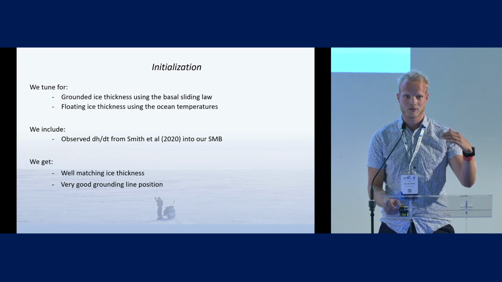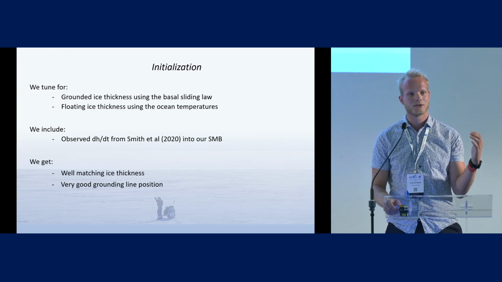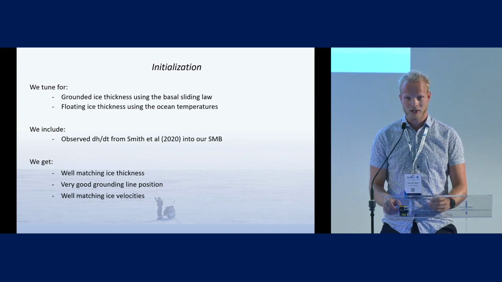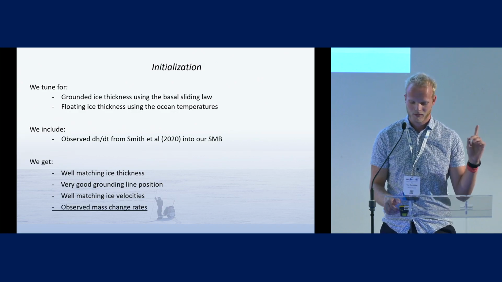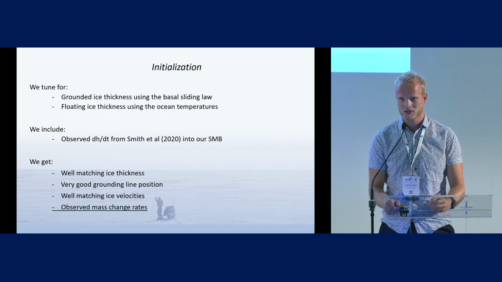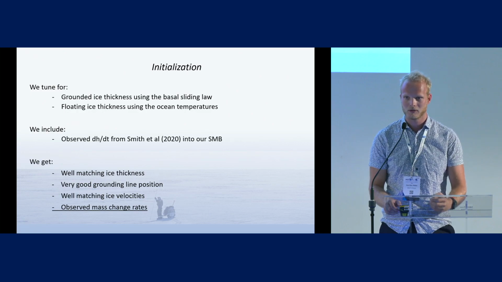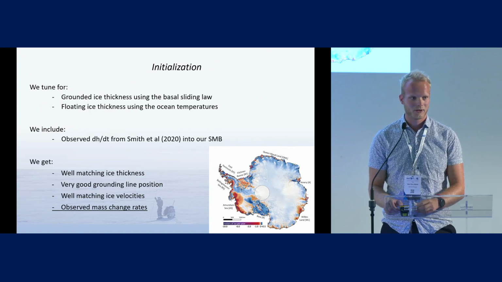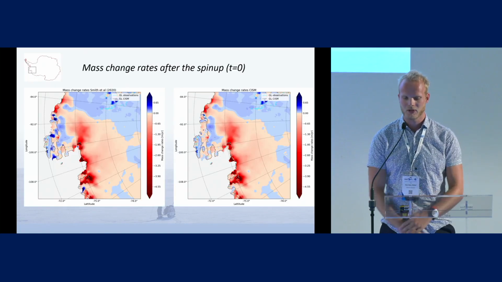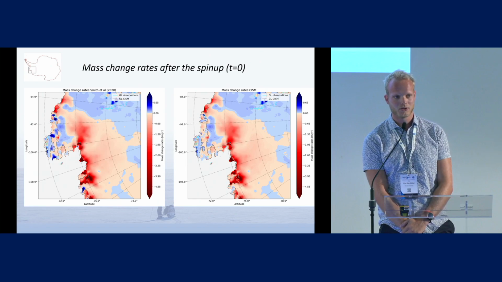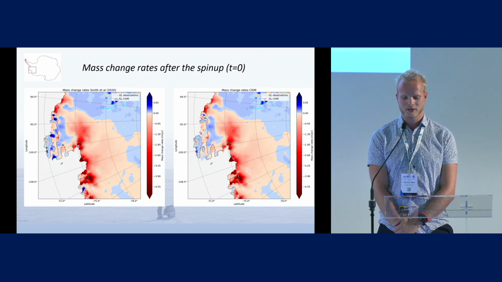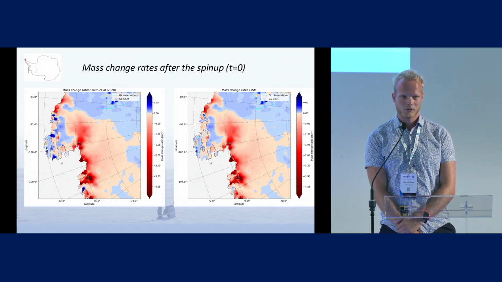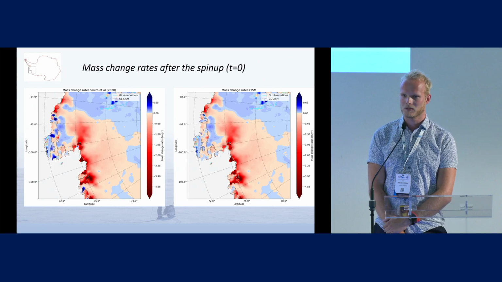In most of the grid cells, the modeled grounding line is in exactly the same grid cell as the observations. We get well-matching ice velocities, but now we get the observed mass change rates into our ice sheet model, doing a spin-up. So we get this into our modeled Antarctic state. That looks like this. So if we zoom in into the Amundsen Sea region, you can see that on the left, or on my left, you're right, there are the mass change rates of Smith et al., but interpolated onto the community ice sheet model grid.